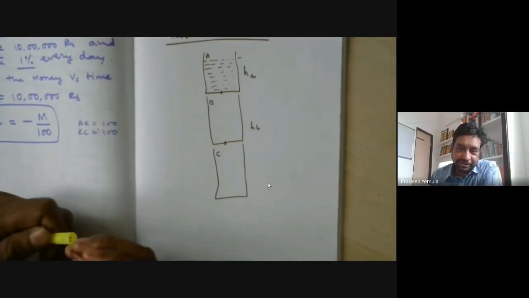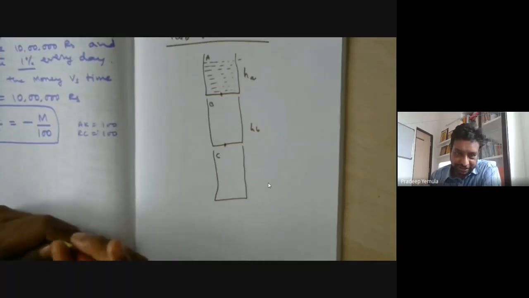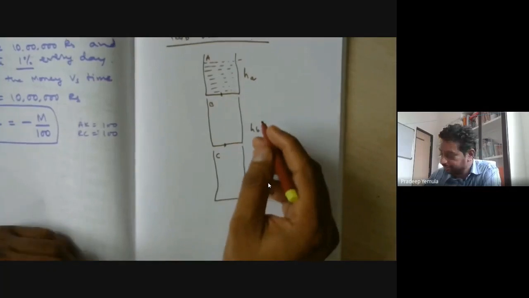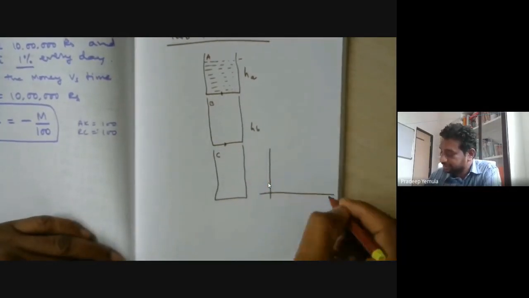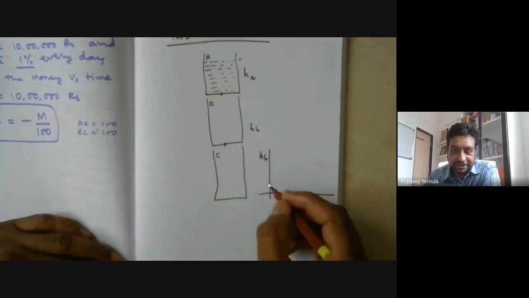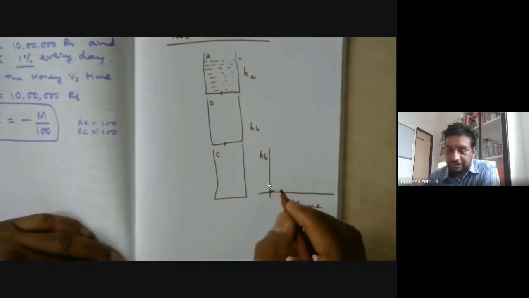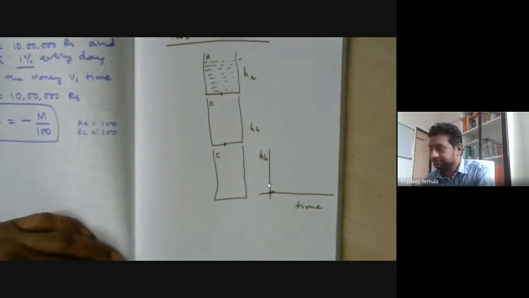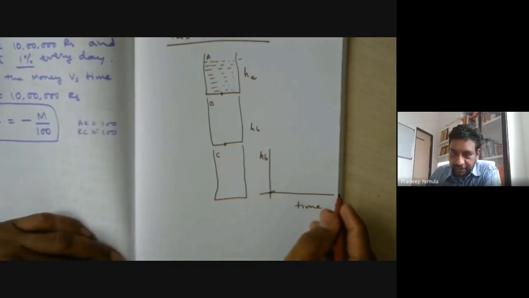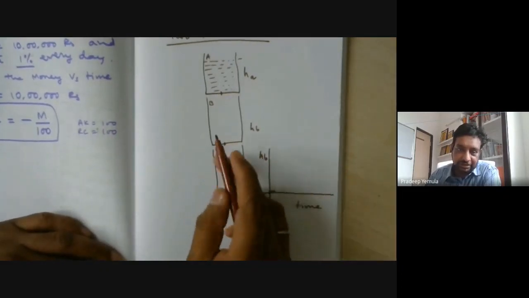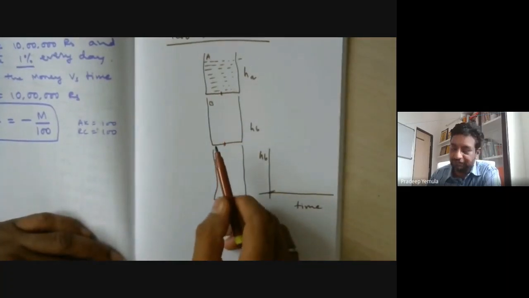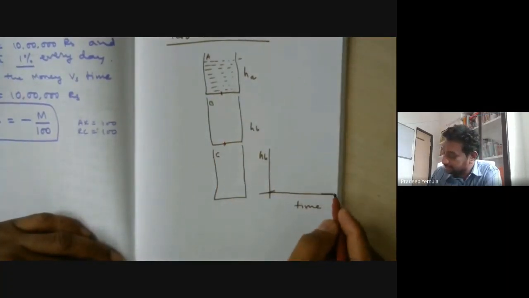Now, let's see what the equations will be. I'm more interested in HB now. So what happens with respect to time to the value of HB? It starts with 0. And obviously it also ends with 0, because after a long time, all this water goes from A to B and then from B to C, and finally there's nothing left in B. So it moves again to 0.